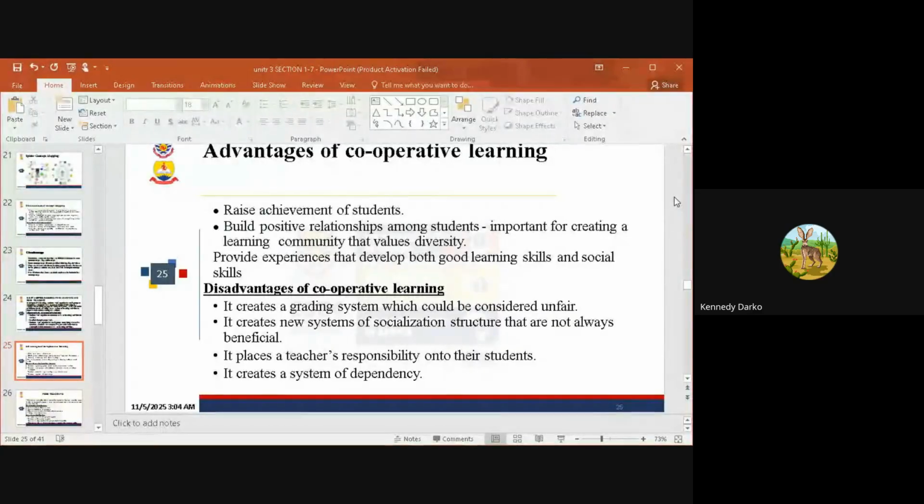Now, it places a teacher's responsibility onto their students. So once I put you into cooperative learning, my responsibility is shared with you. It creates a system of what? Dependency. Other people in the group, like I'm saying, will not contribute. They will say, oh, that guy is good, let him do it and let him present. No. When you don't add or contribute, I will know. I will not give you the marks as those who participated and were able to excel and did well. That one I have to tell you.